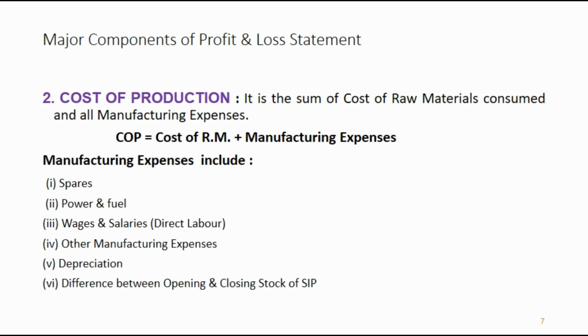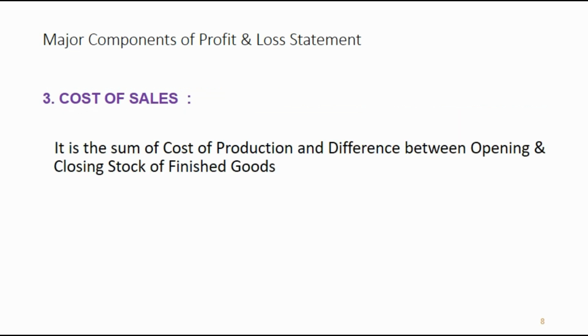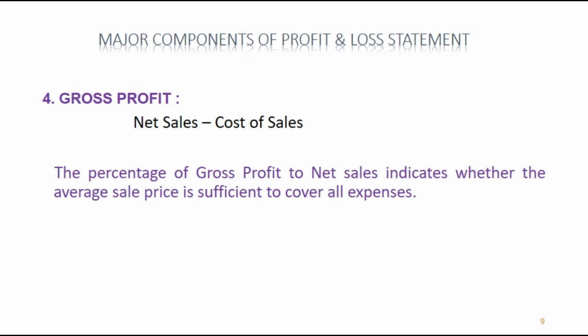Okay. Now cost of production. Now it is the sum of cost of raw material consumed and all manufacturing expenses. So if you have to calculate cost of production, it is the cost of raw material plus manufacturing expenses. Now, manufacturing expenses include spares, power and fuel, wages and salary, other manufacturing expenses, depreciation, difference between opening and closing stock. Cost of sale is the sum of cost of production and difference between opening and closing stock of finished goods. Gross profit is net sales minus cost of sales.